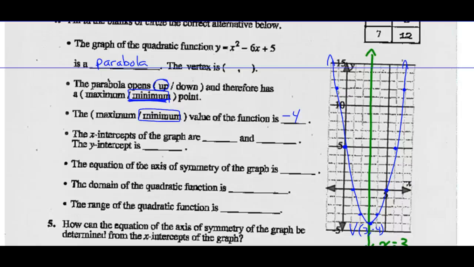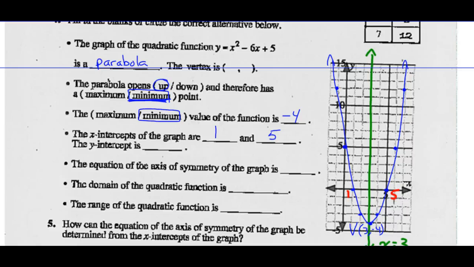The x-intercepts of the graph. Where does this graph cross the x-axis? Well, it crosses the x-axis at 1 and at 5. So those are called our x-intercepts. So the x-intercepts of the graph are +1 and +5.